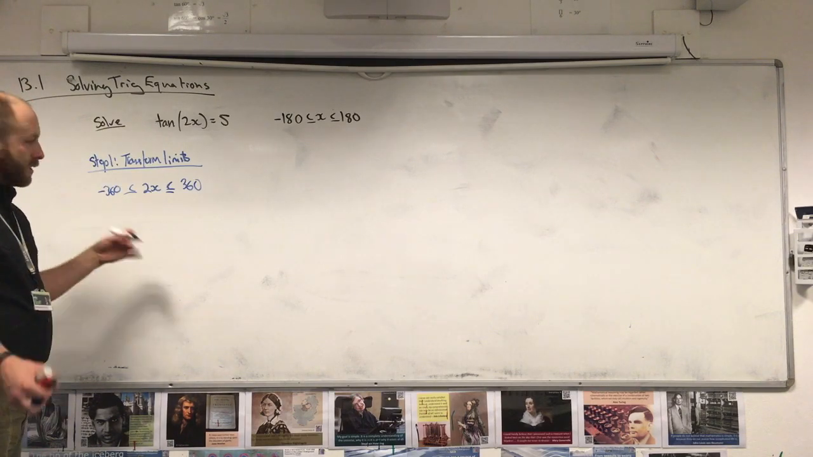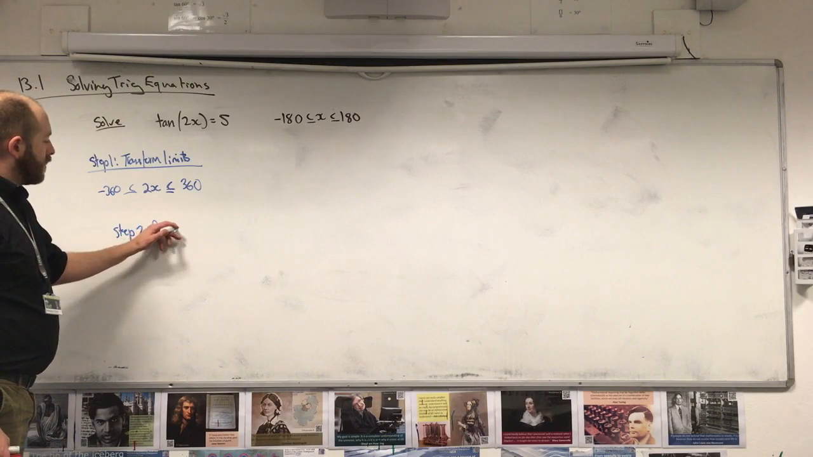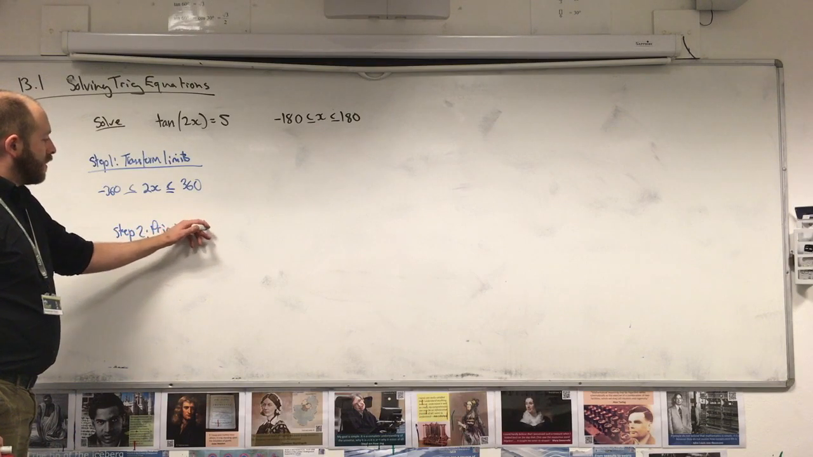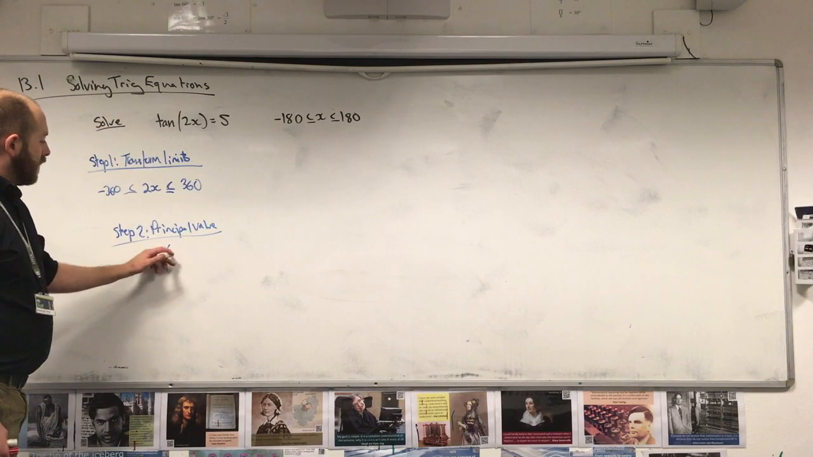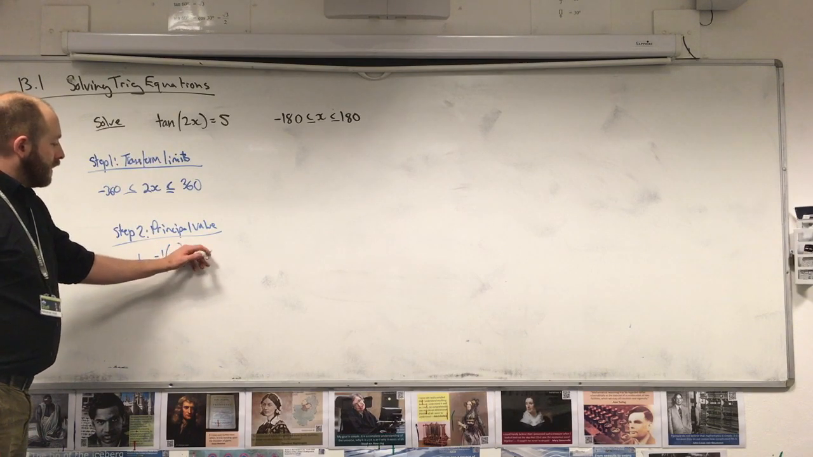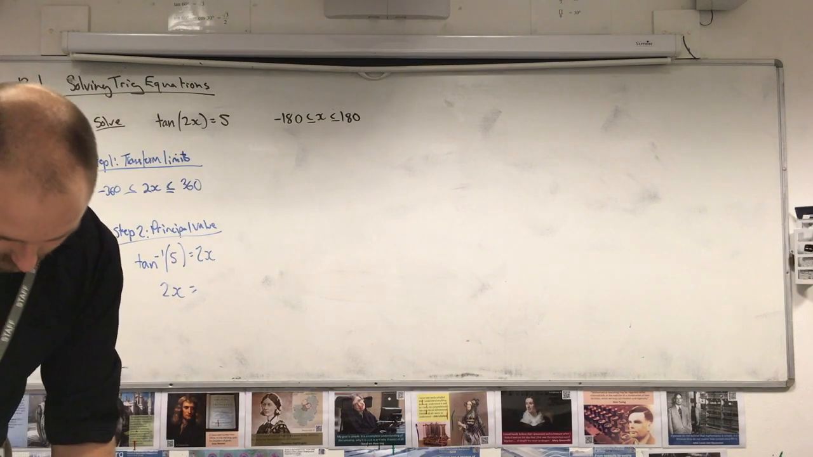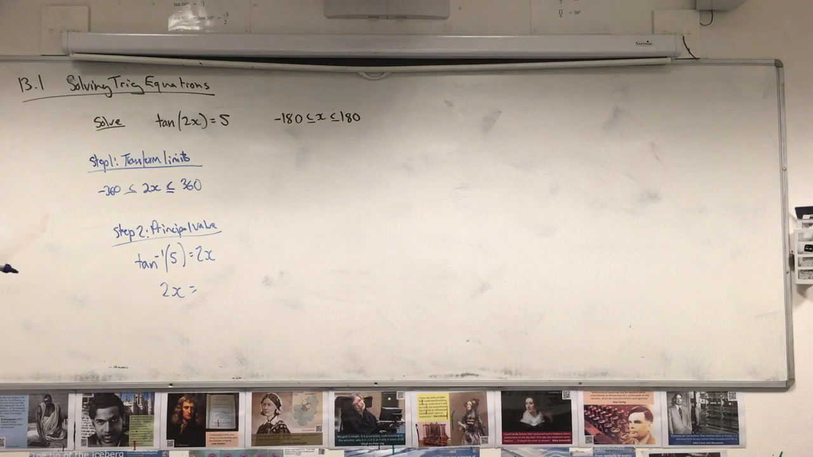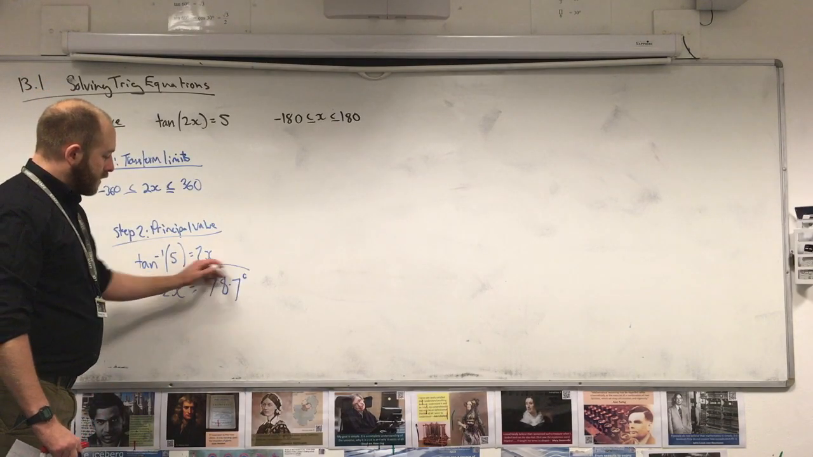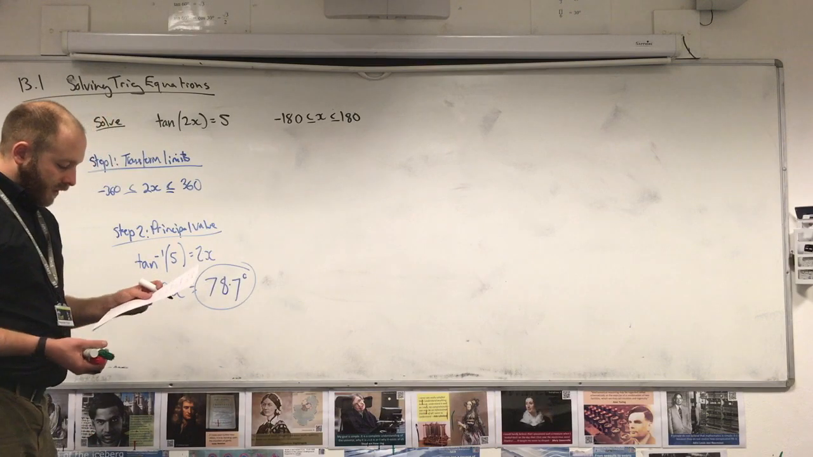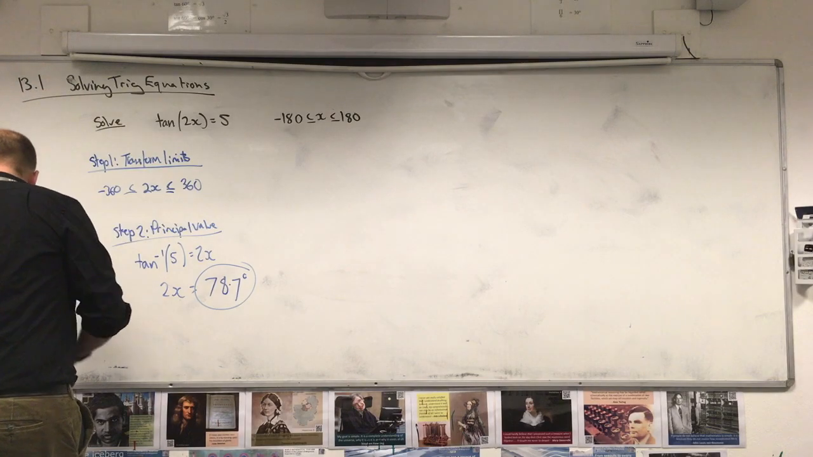Step 2 was find the principal value. So solve this, so tan to the minus 1, 5 equals 2x, so 2x equals, if you do it on the calculator, I think it's 78.7. So that's our principal value. So now we're going to sketch and find all the equivalent values.